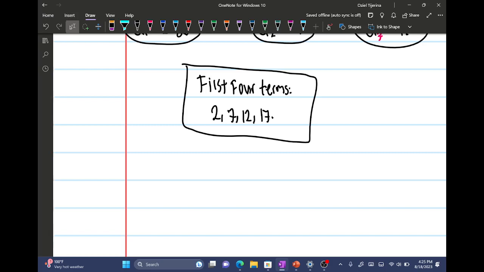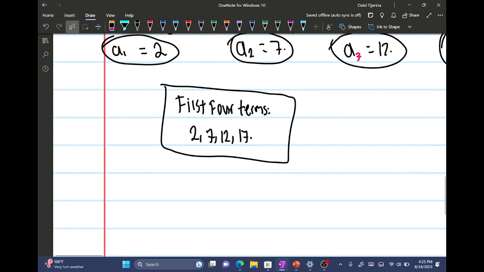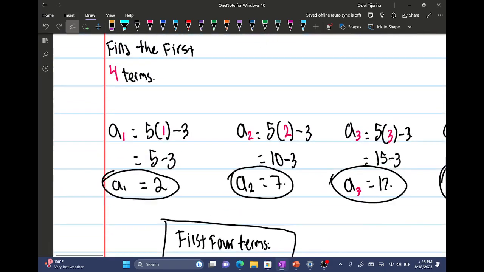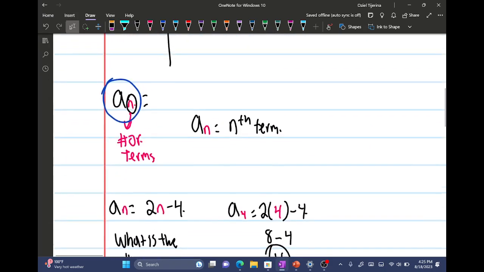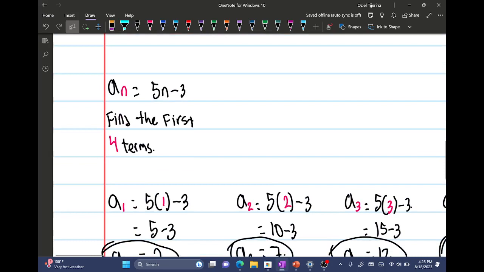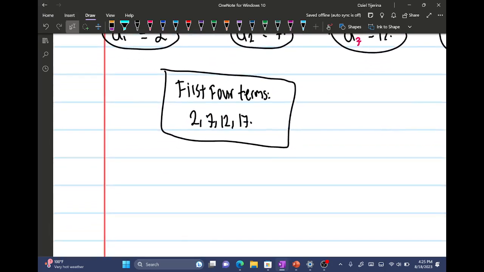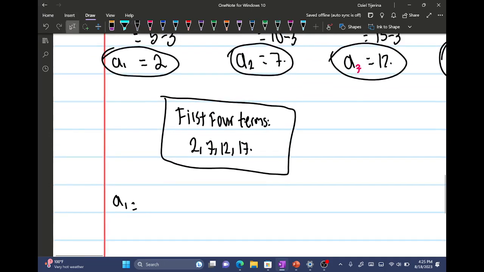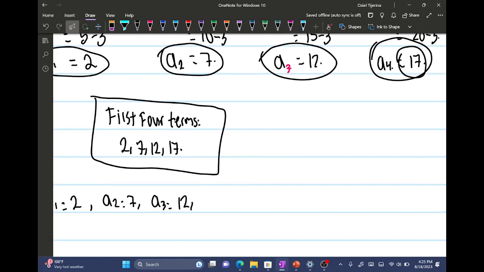Now, with an arithmetic sequence, the only thing is, if we take the first example that we just did and I go ahead and list the terms again, it's a sub 1 is 2, a sub 2 is 7, a sub 3 is 12, and a sub 4 is 17.